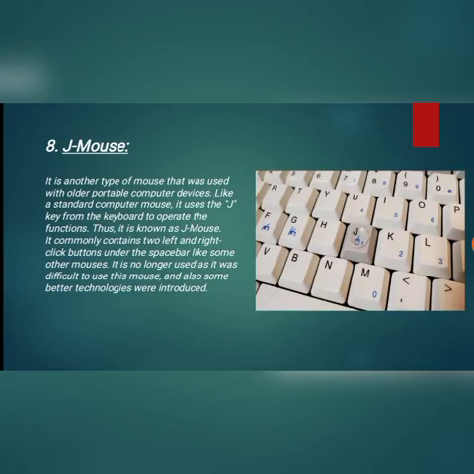J mouse. It's another type of mouse that was used with older portable computer devices. Like a standard computer mouse, it uses the J key from the keyboard to operate its functions. Thus, it is known as J mouse. It commonly contains two left and right click buttons under the space bar, like some other mice. Beside is the picture of a J mouse.